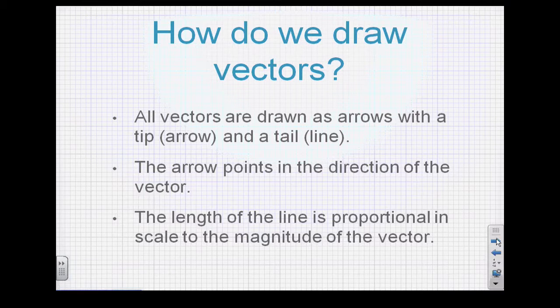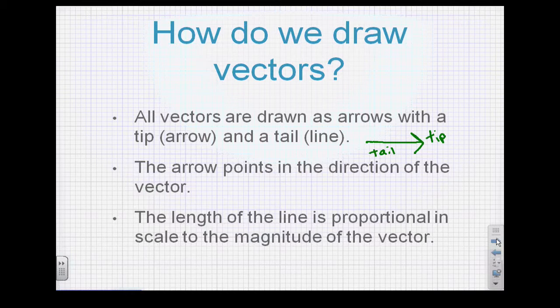Vectors have a specific way of representation. Vectors are drawn as arrows. They look like arrows with a tip, the arrowhead, and a tail, a line. So this would be your vector. This would be the tip, sometimes called a head. The tip, the arrow, points in the direction that the vector should be pointing.